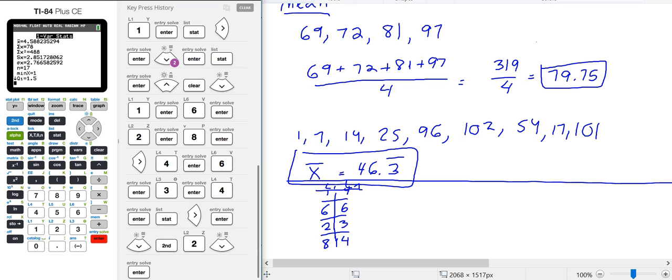And the calculator calculates the mean for us, and it tells us that the mean, x bar, is, let's round it off, 4.6. That would be the mean of this data. The standard deviation we'll discuss next.